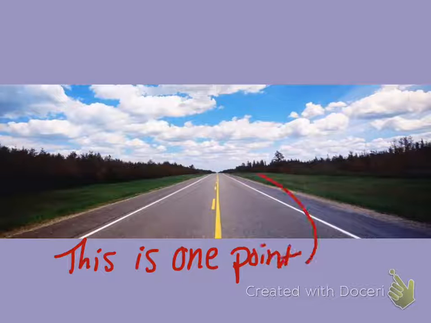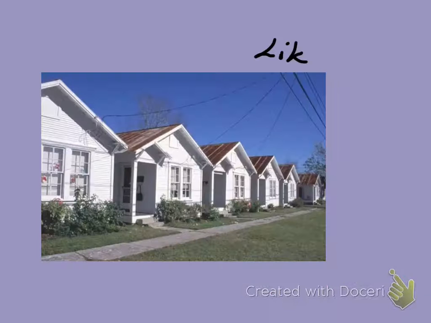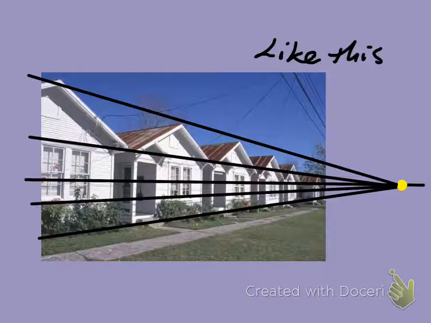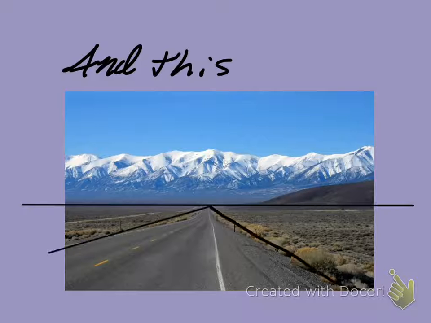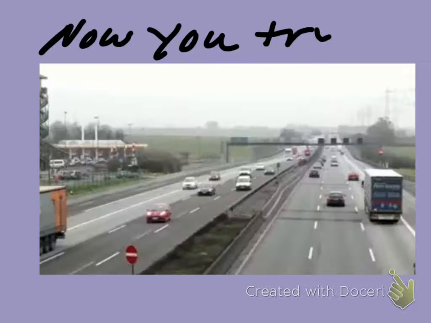Like this. This is one point perspective. This is what we are trying to draw, one point perspective. Like this. All lines converge to one point. And like this. All lines, again, converge in one point at the horizon line. Now we'll try.